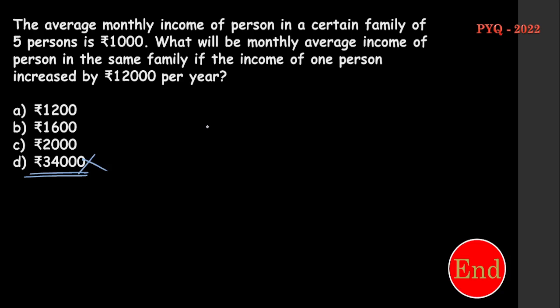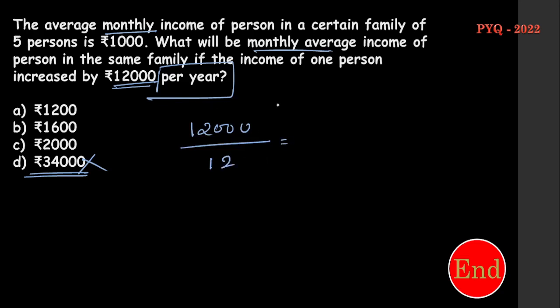Look at this question. The average monthly income of a person in a certain family of 5 persons is 1000. So, 5 persons' monthly average income is 1000. What will be the monthly average income of a person in the same family if the income of one person increases by 12,000? Here clearly they said it was for a year, but everything else is given monthly, correct? So very simple. I need to find 12,000 per year. So just divide it by 12 because I am going to convert a yearly number to monthly. So every month it is only 1000.